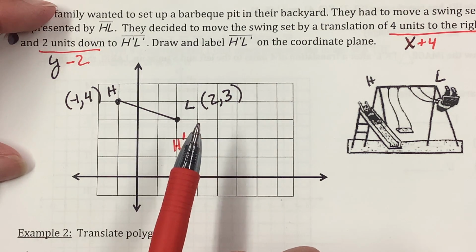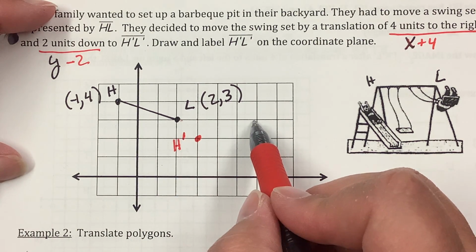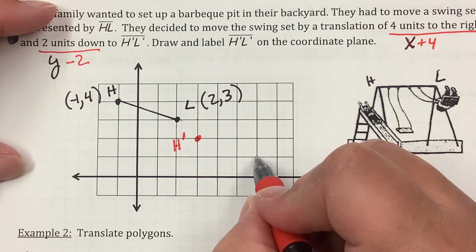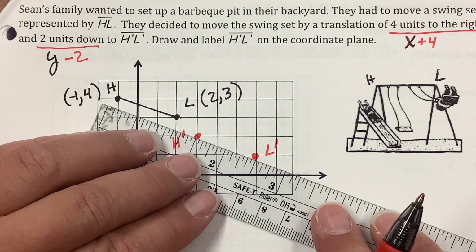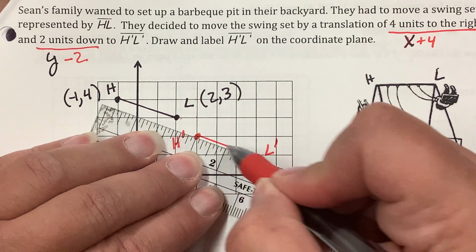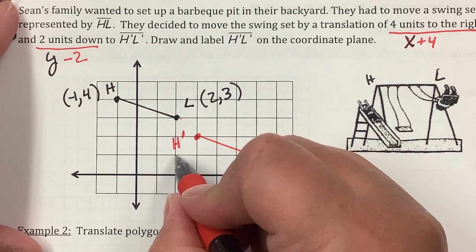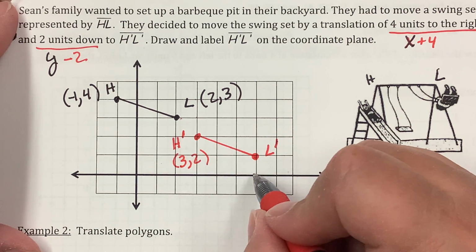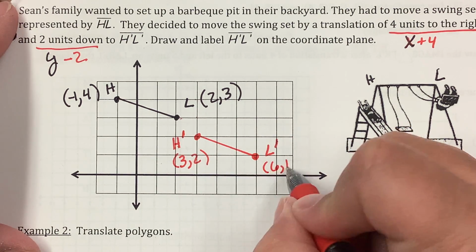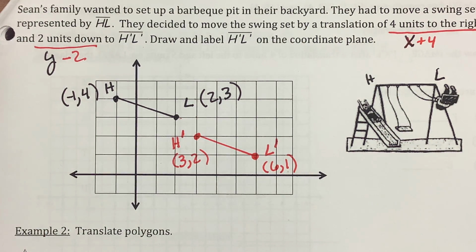And now L prime is going to be 4 units, 1, 2, 3, 4, and 2 units down. 1, 2, here at L prime. And the coordinates for that are going to be what? H prime is at (3, 2). And L prime is at (6, 1). Okay. Now, I could use the geometry to show you that, but I'm actually just going to come down here and do it on this one.